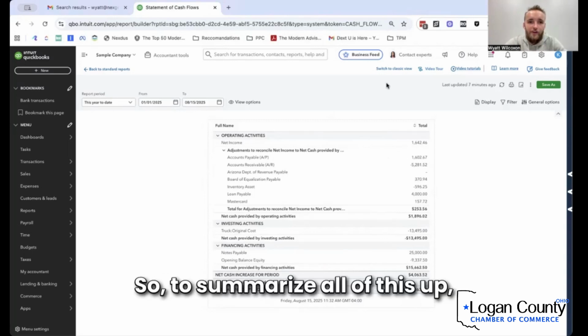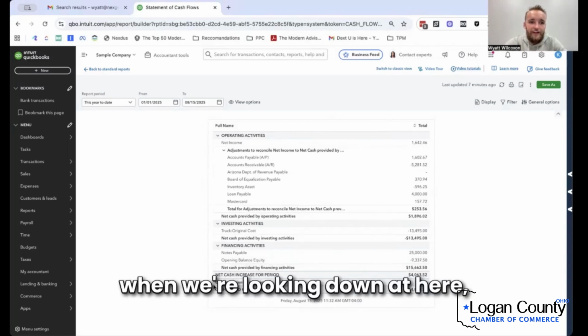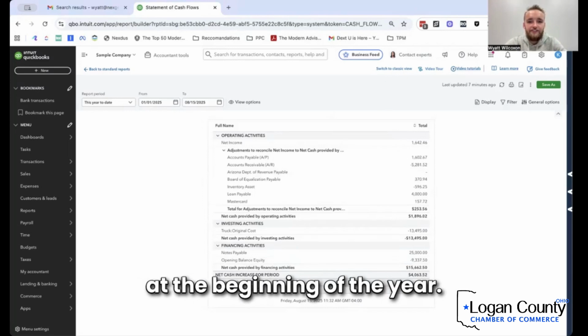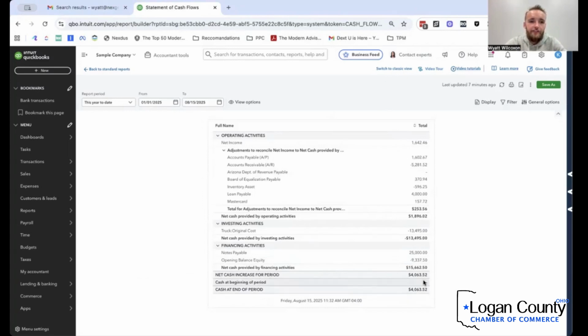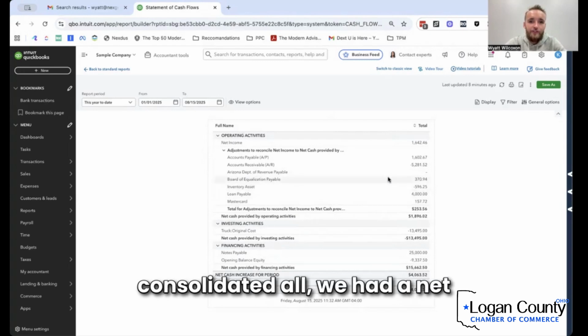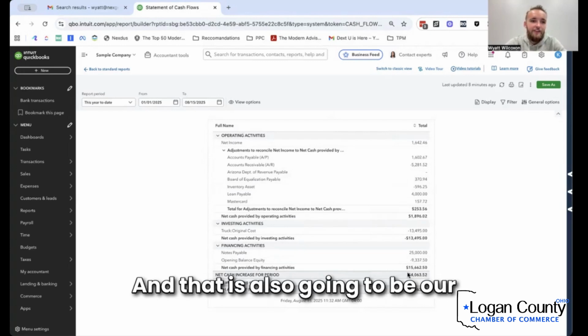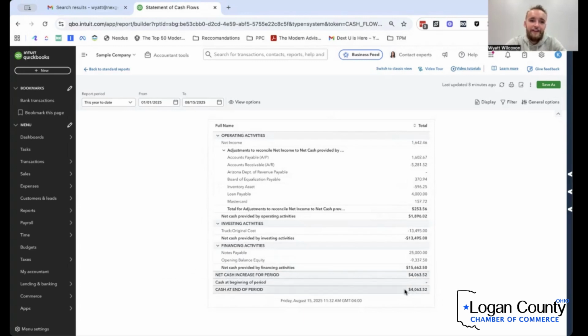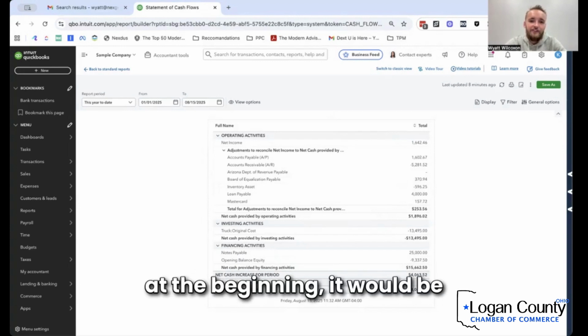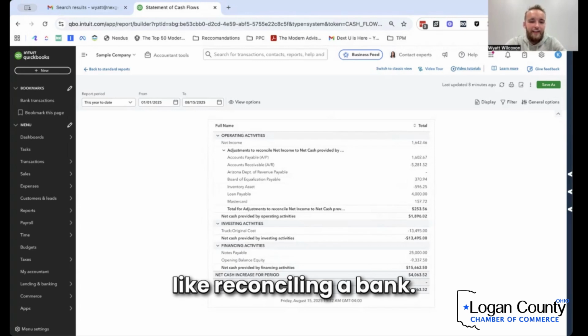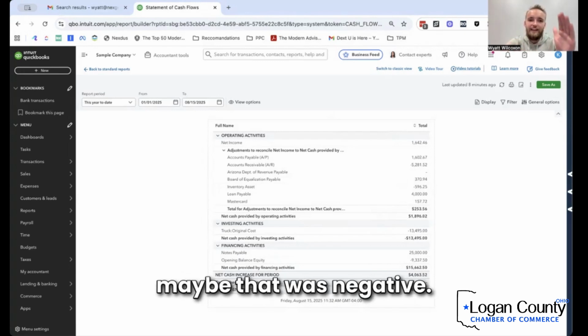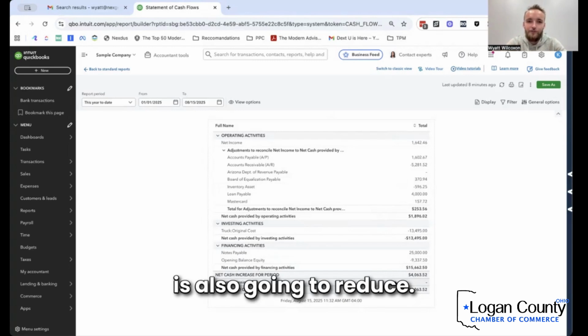So to summarize all of this up, when we're looking down at here, we did not start with any cash at the beginning of the year. So with all of this, once you consolidate it all, we had a net cash increase of $4,063.52. And that is also going to be our cash at the end of the period. Now, if there was cash at the beginning, it would be like reconciling a bank. The cash that we had, maybe that was negative. So then the cash at the end is also going to reduce. If it was positive, that's going to increase.